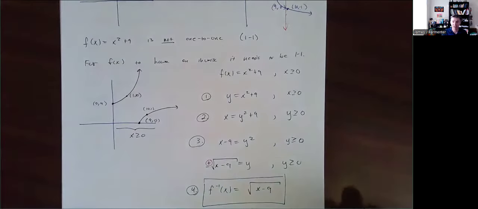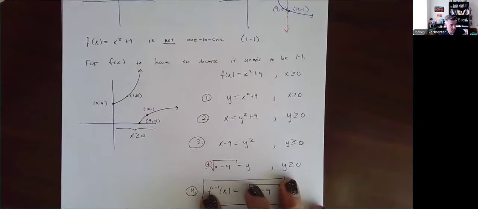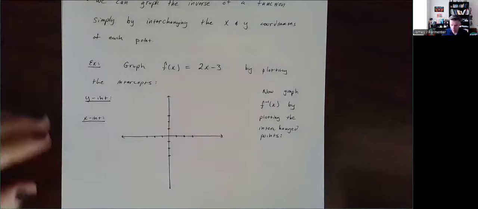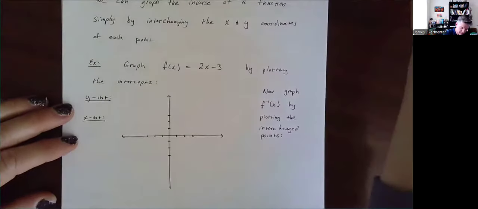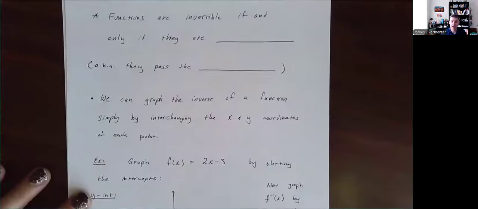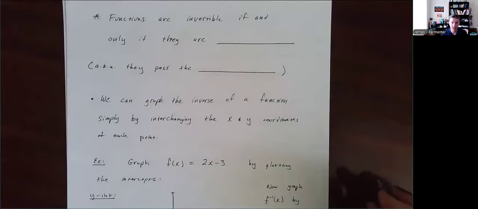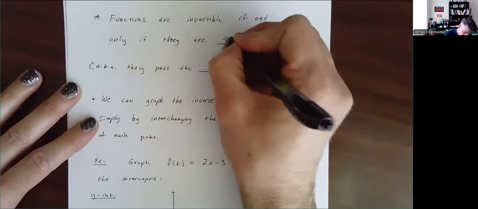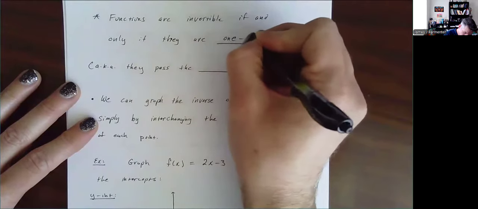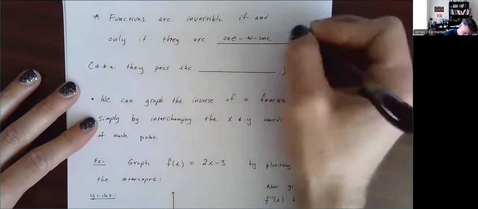So that's how we deal with functions that don't start off as being invertible. We restrict them to just a portion where they are invertible or one-to-one, and then do it. Kind of weird. All right, let's look at a few more things here. Right, so just as I was saying, functions are invertible if and only if they are 1-to-1.